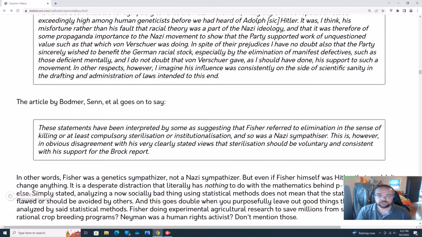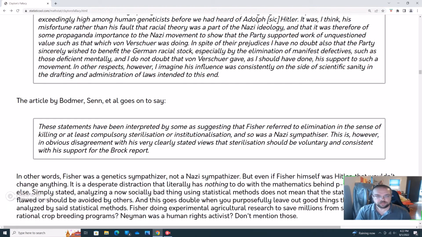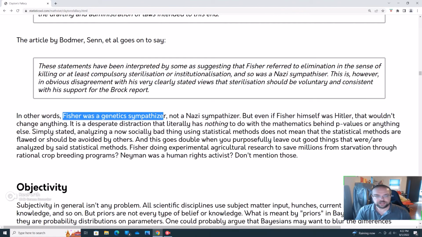They go on to say this is, however, in obvious disagreement with his very clearly stated views that sterilization should be voluntary, and consistent with his support for the Brock report. So I would say Fisher was a genetics sympathizer, not a Nazi sympathizer. But I would almost call this probability-ganda, like propaganda. Even if Fisher or Pearson were Hitler himself, it wouldn't change anything about the mathematics involved.